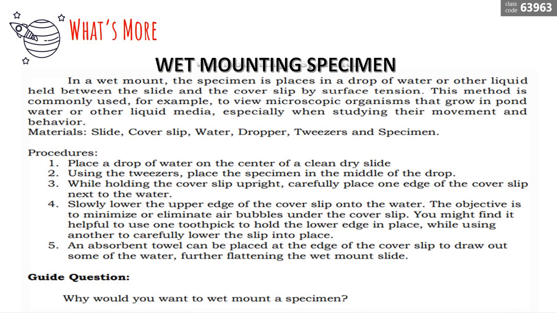Okay? So what's more? Wet mounting specimen. So you're going to do this. It's more of an activity for students. In a wet mount, the specimen is placed in a drop of water or other liquid held between the slide and the cover slip by surface tension. This method is commonly used, for example, to view microscopic organisms that grow in pond water or other liquid media, especially when studying their movement and behavior.